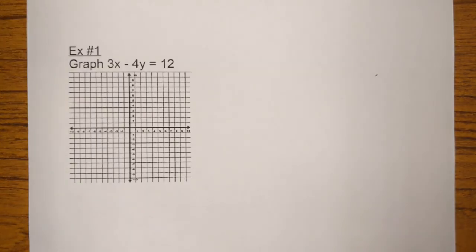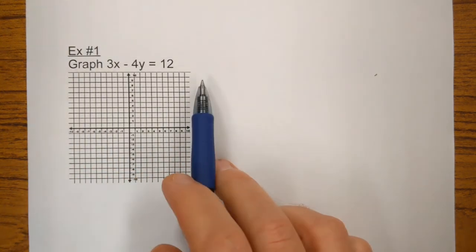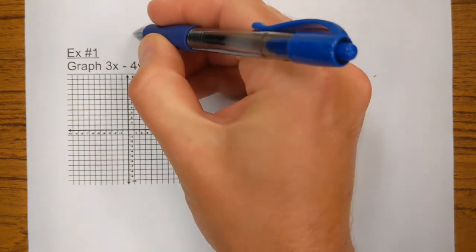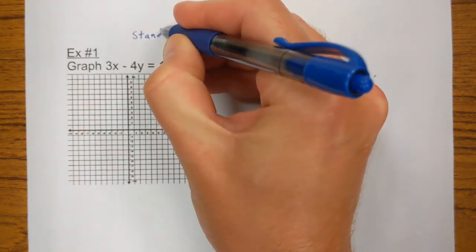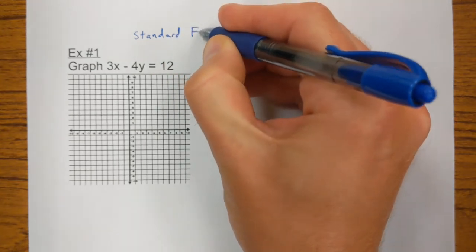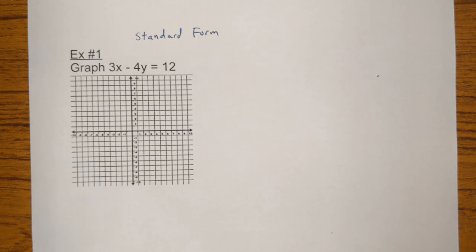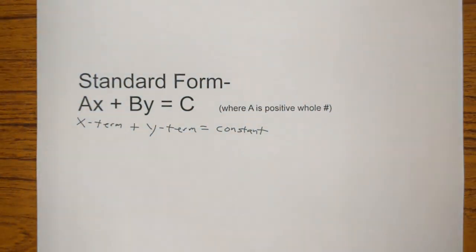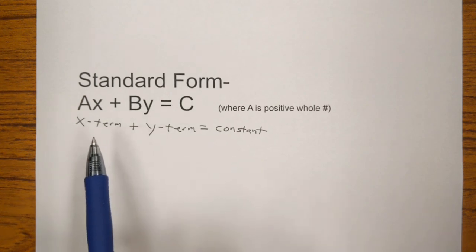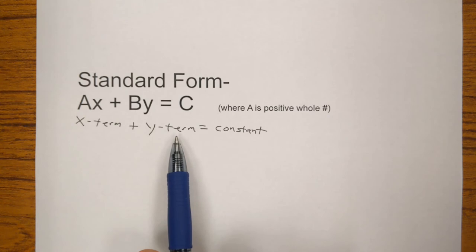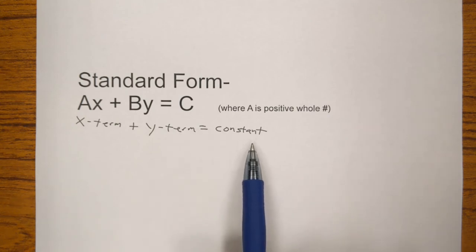So as we look at our first example, this is a line. It fits all the criteria of a line. In particular, this is a line that's said to be in standard form. This is the standard form of a line. A line is in standard form if it's in this order: the x term comes first, added to the y term, and equal to a constant term.